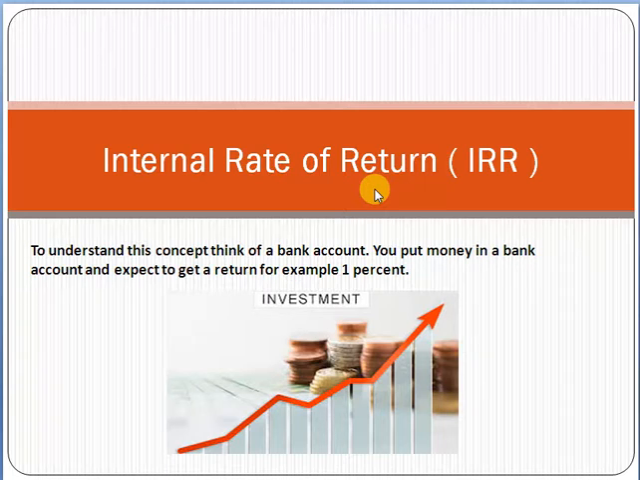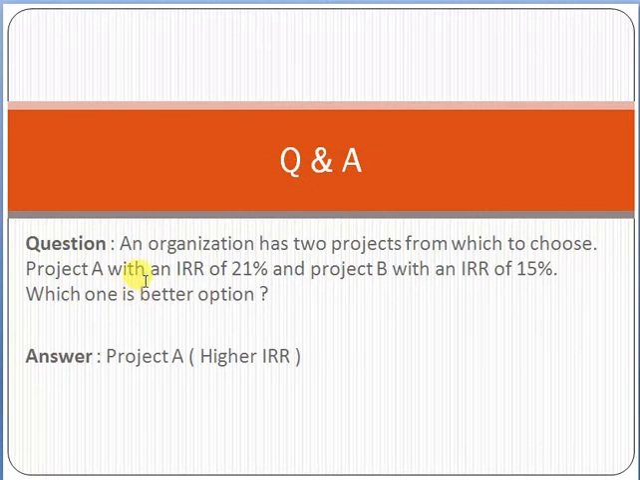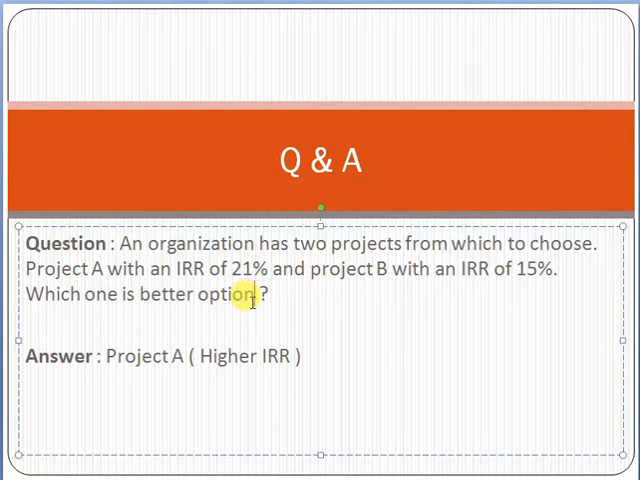So friends, let me give you an example question and answer. An organization has 2 projects from which to choose: Project A with an IRR, return on investment, of 21% and Project B with an IRR of 15%. Which one is the better option? Obviously Project A will be selected. Why? Because it has a higher return on investment, 21%, so it will be selected as Project A. So always remember, the project having the higher return on investment will always be selected.